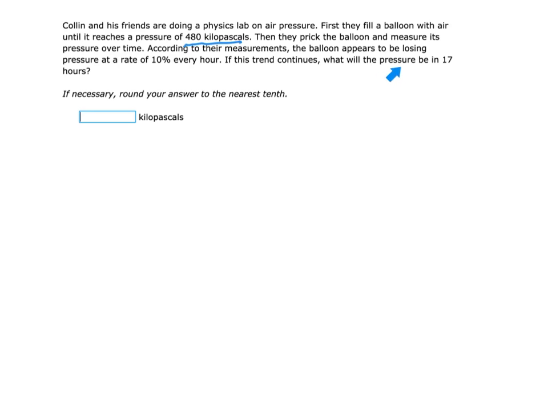So if this trend continues, what will the pressure be in 17 hours? You might be wondering, will there be any air left in there? And of course, we're just making some assumptions here that this really behaves this way. So here we have a situation, y equals a times b to the x.